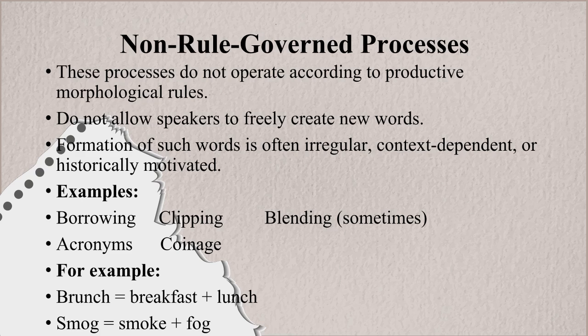For instance, in blending, words such as brunch, breakfast plus lunch, and smog, smoke plus fog, are created by combining parts of existing words. But there is no fixed rule that systematically tells speakers how to form all such blends. Similarly, there is no productive morphological rule that allows speakers to generate unlimited new words in the same way as adding the suffix "ness." Therefore, these processes are considered non-rule-governed because they lack consistent, productive patterns that can be universally applied.